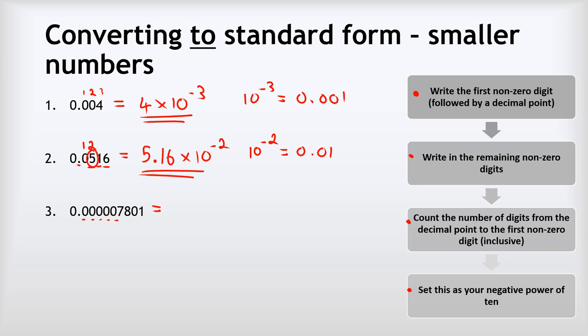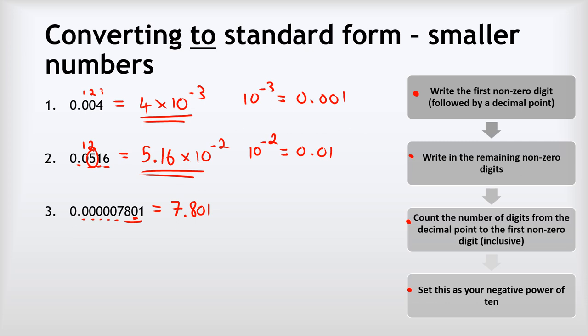We'll start by writing down our first non-zero digit, which is 7. Then we'll do our decimal point, and we'll put the remaining digits. Now, this one, that 0 in the middle there, yes, that is 0, but because it's mixed in between the 8 and the 1, it still counts. So we're going to write 7.801, like that. And now we're going to do our negative power of 10.